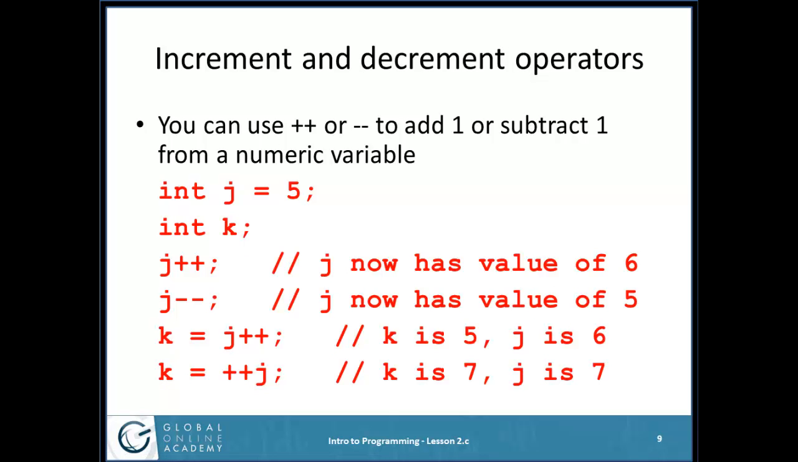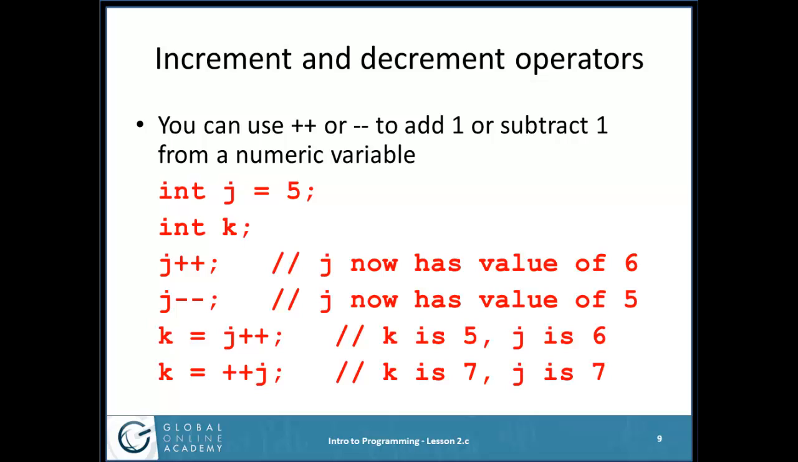Another shorthand is increment and decrement operators. If you either do plus plus or minus minus with a numeric variable, it adds 1 or subtracts 1. So let's say j was a variable, an int with a value of 5, and k is just another variable. j++ means j equals j plus 1. So since j used to have a value of 5, now it has a value of 6. j--, since j used to have a value of 6, now it's back to 5.